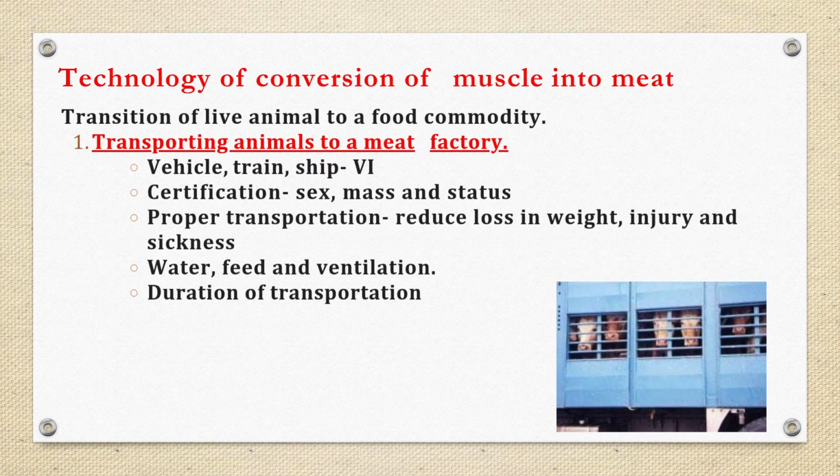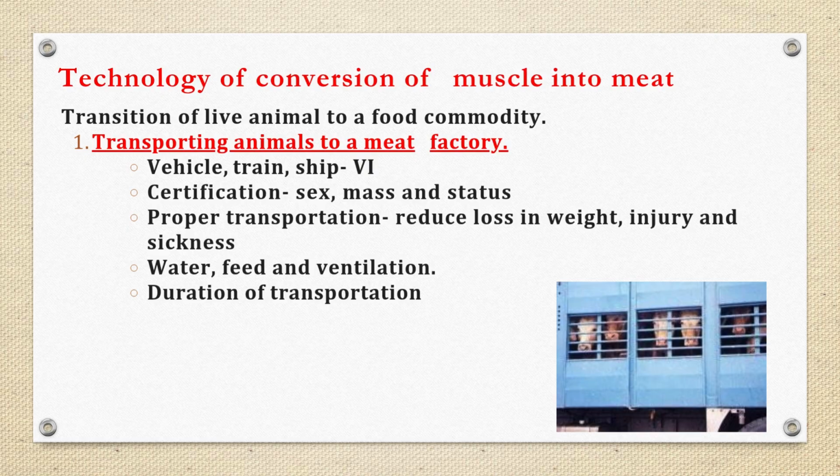Moving forward, we'll see the technology behind the conversion of muscle into meat. This is the transition of a live animal to a food commodity. It's a multi-step process, so let's walk through it. The first step is transporting the animals to a meat factory. This can be done by vehicle, train, or ship. This step involves VI, or veterinary inspection certification, noting the animal's sex, mass, and status. Proper transportation is vital to reduce loss in weight, injury, and sickness.